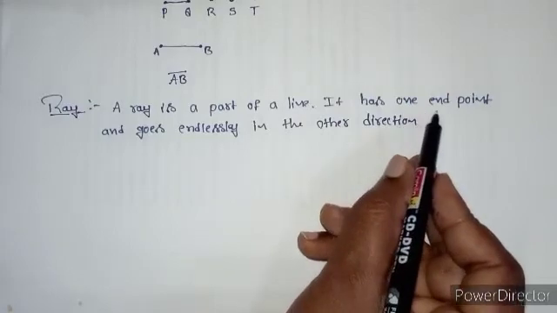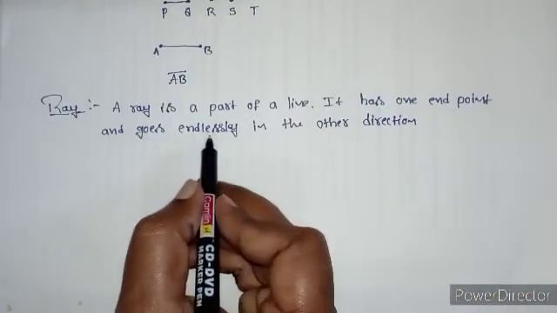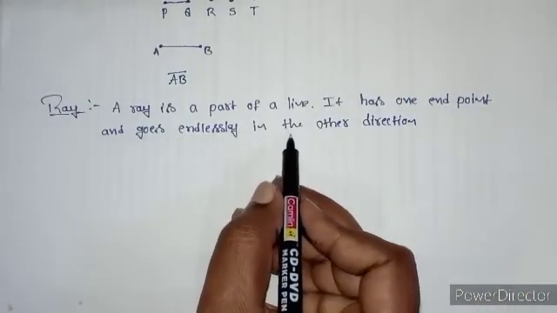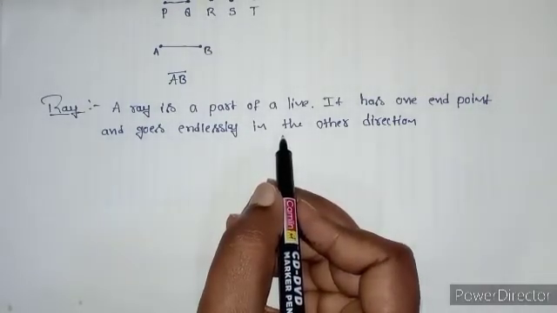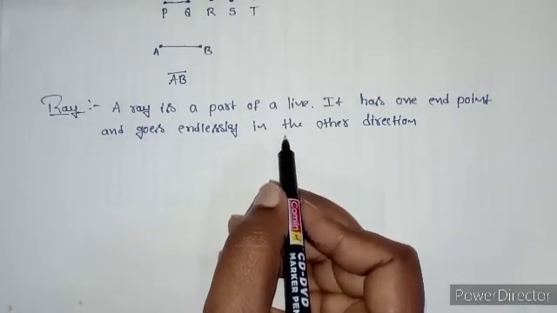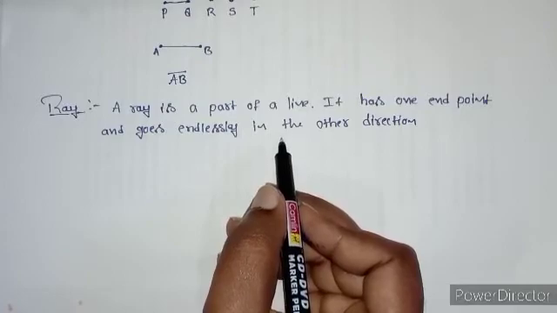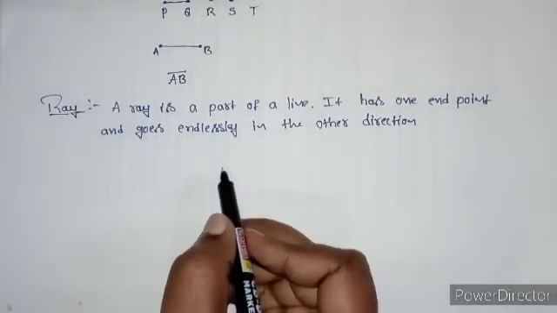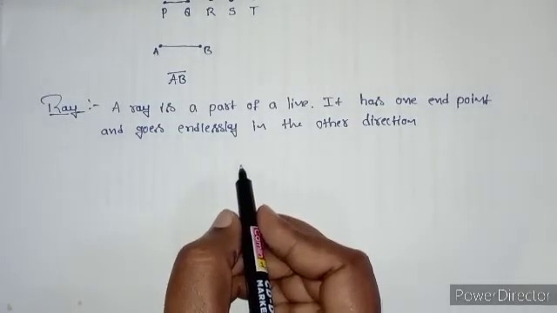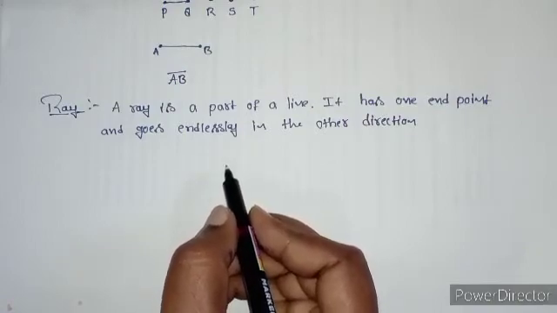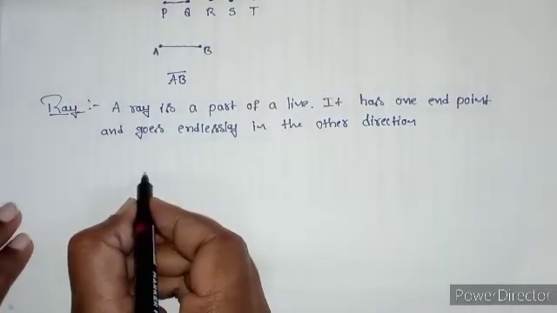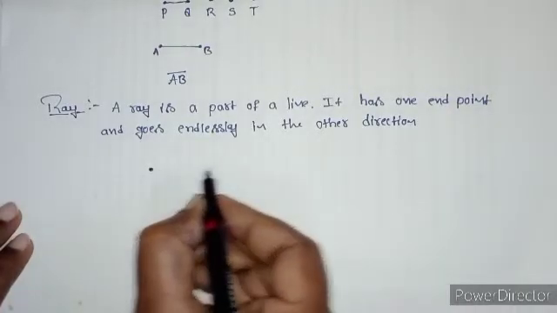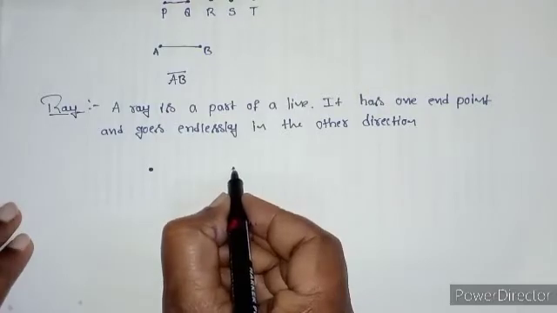It has one end point and goes endlessly in the other direction. For example, the beams of light coming out of a bulb can be compared to rays. A ray can be represented by an arrowhead on one side and a point on the other side. For example, all of you see here, this is one point and this is one point, right?